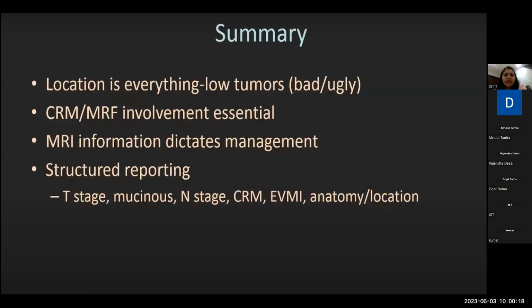So in the end, I would like to summarize that the location is everything, and the anatomy, of course, is everything. How to distinguish between the lower tumors, the lower rectal anal tumors are the bad ones, and to help the patient have a sphincter saving surgery, we have to define the anatomy. CRM or the MRF involvement is to be essentially given, and the MRI is to be done pre-operatively, just as soon as the patient comes. No CT scan will help. MRI is the mainstay, and the structured reporting will help the clinician more. Thank you so much.